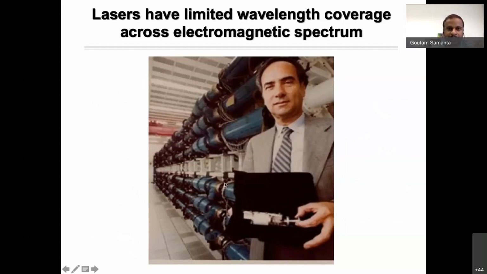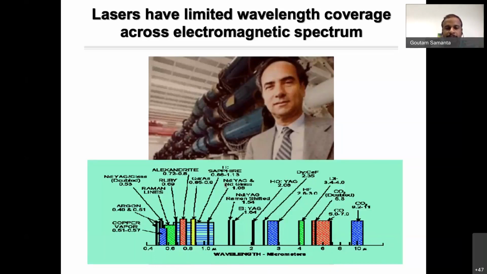In fact, this National Ignition Facility occupies an area of three football fields to get that laser for the ignition facility. So even though the laser peak power has been enhanced from the starting 1960 to a different level, and the size has also changed, one thing that has not changed with time is the wavelength coverage of the laser system.